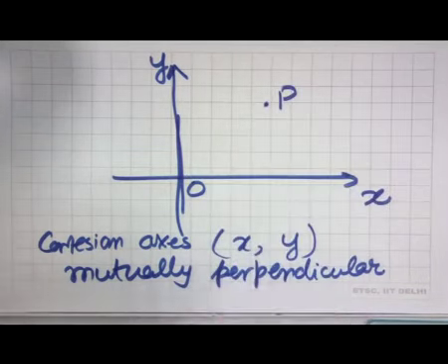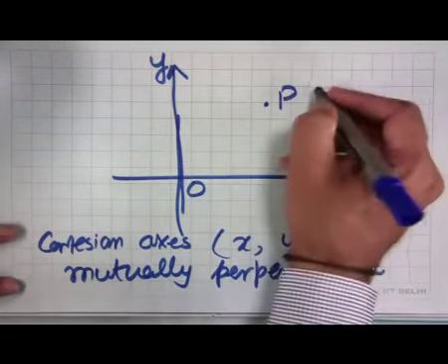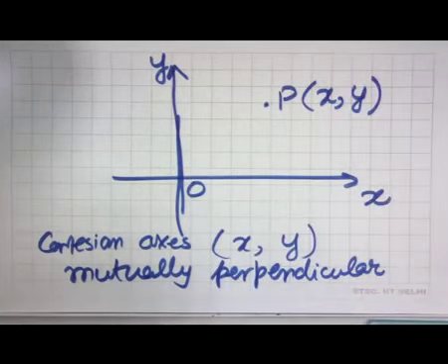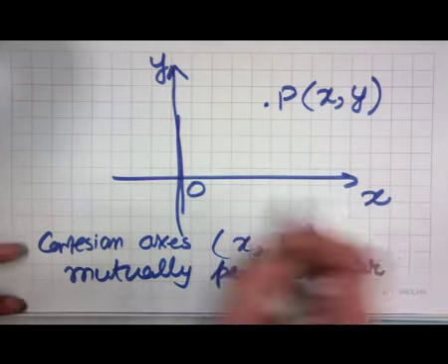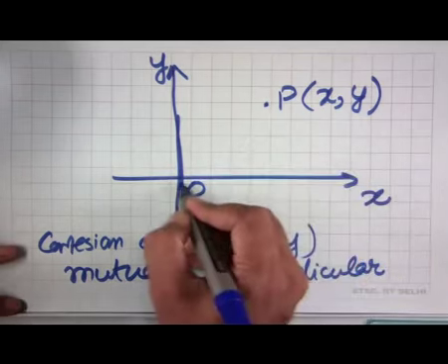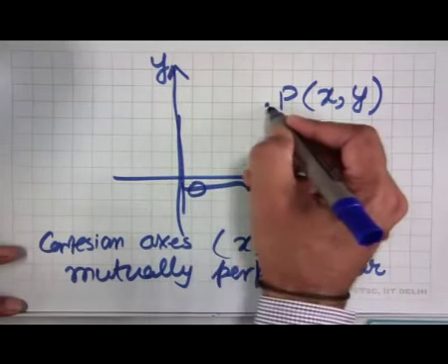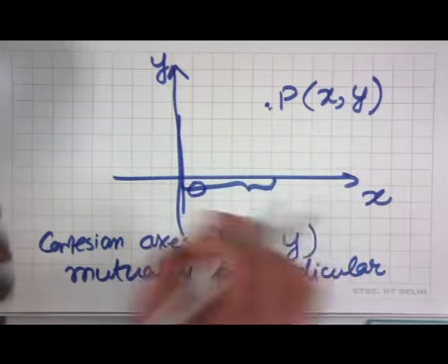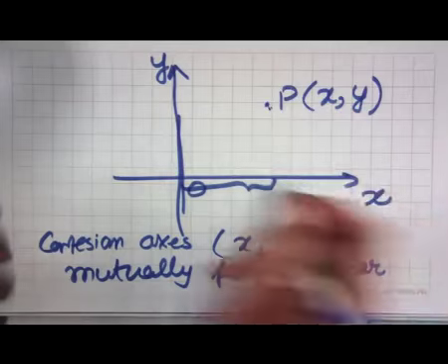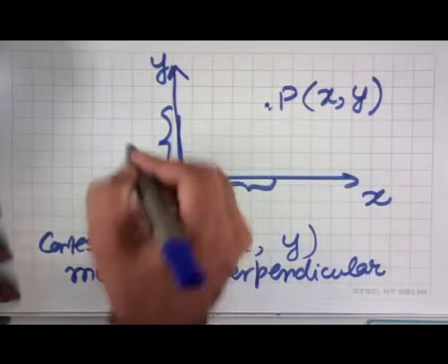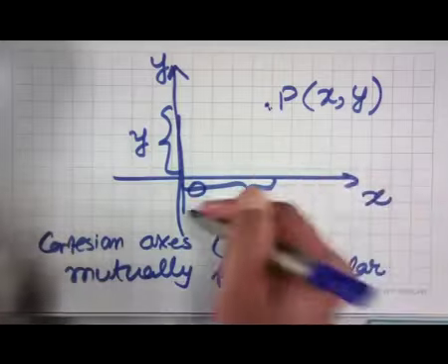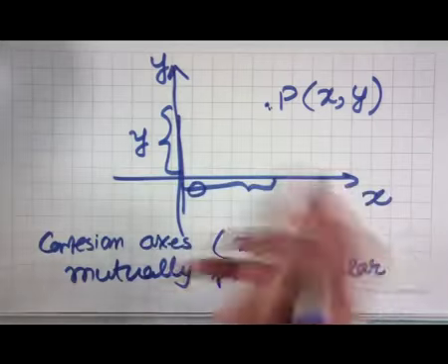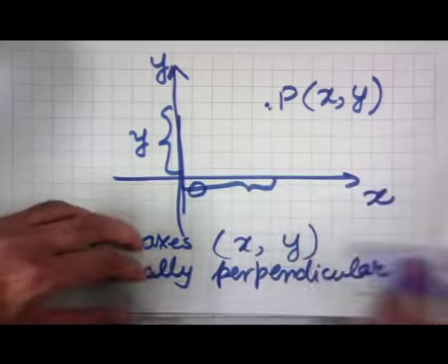Any point P which is at a location here is described by what we call the coordinates of this point, x and y. What we mean by x is the amount of distance this point is from the origin along the x axis, and the distance the point is along the y axis is given by y. So, x comma y are called the coordinates of the point P.